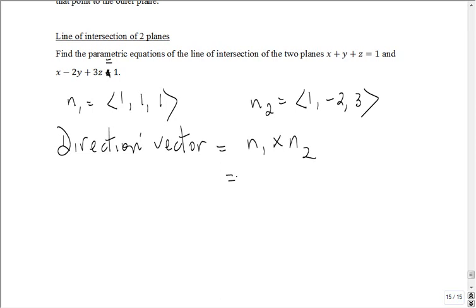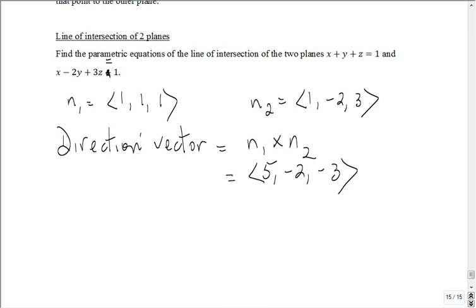Negative 2, negative 3. Tell me. 5, negative 2, negative 3. 5, negative 2, negative 3. You do this so quickly. Okay. We have the direction vector. Now we need a point on that line. Good.